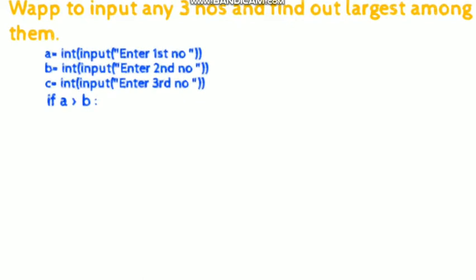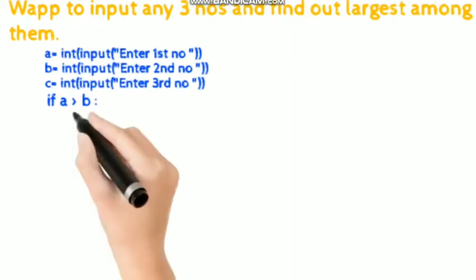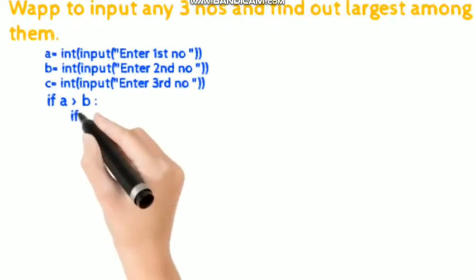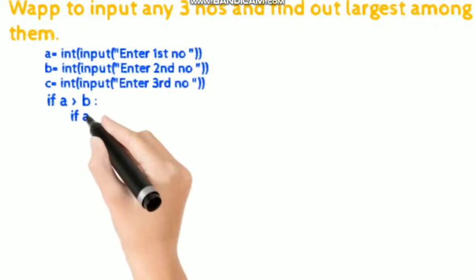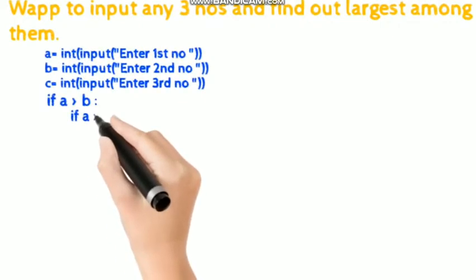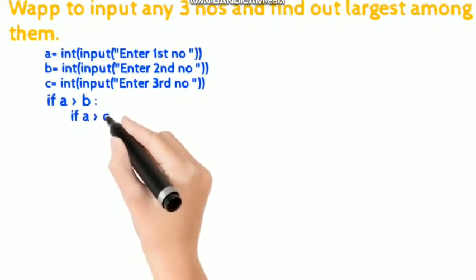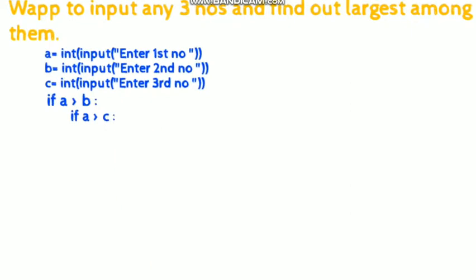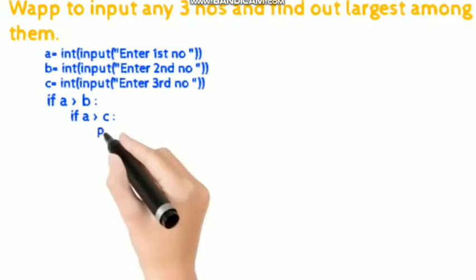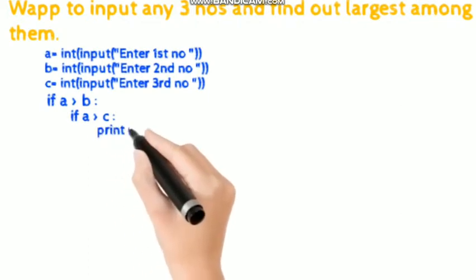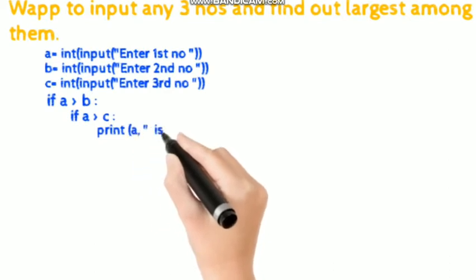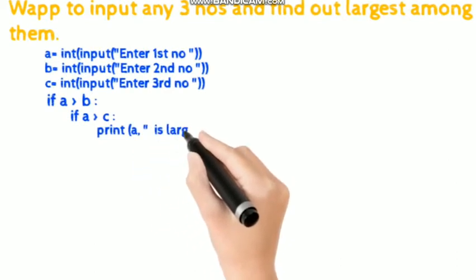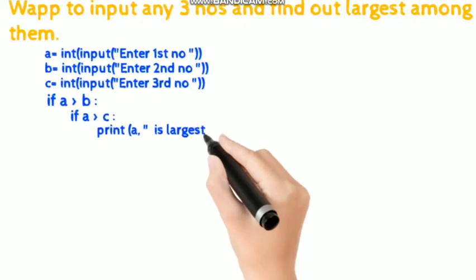Thereafter, if it gets satisfied, then a is winning, so a will get compared with the variable c. So we have to specify if a greater than c. If a greater than b gets satisfied, then only the if a greater than c will get executed. If it gets satisfied again, then a will be declared as largest. So we need the print function here: print a is largest.